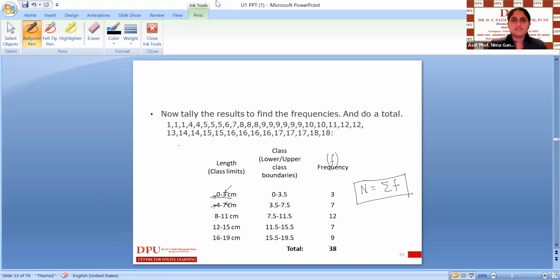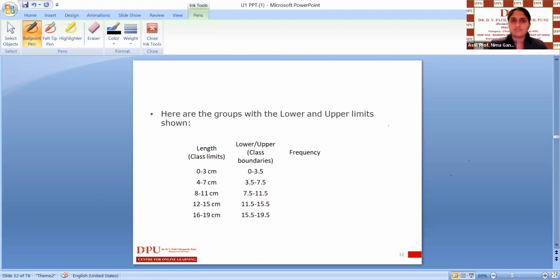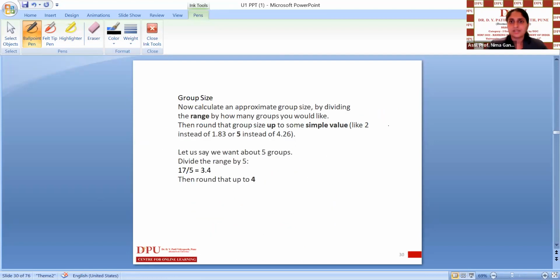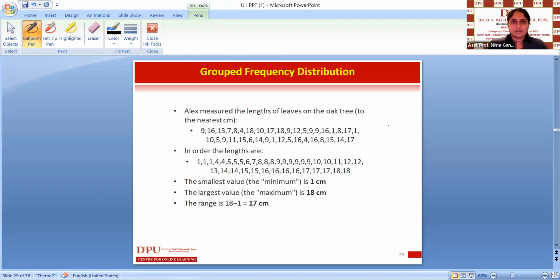So 3.5 will not come here because... look. Alex measured the length of the leaves on the oak tree to the nearest centimeter. So he's not, though he is doing the measuring it. So if 3.5 is the length, he is either taking it as 3 centimeters or 4 centimeters as per his pre-decided rules. If the measurement is 3.5, he's either taking it as 3 or 4.